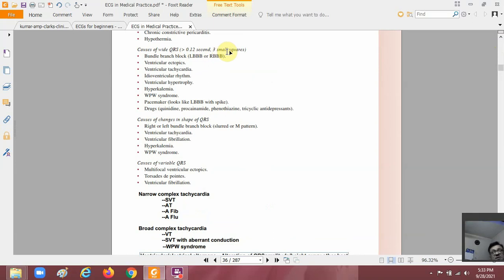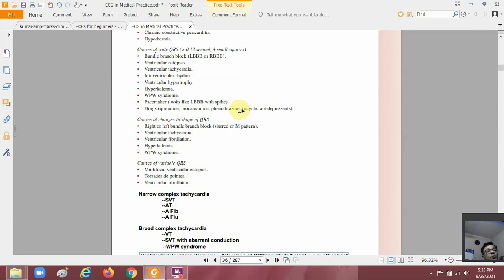The first three causes: VT, SVT with aberrant conduction, and WPW syndrome. Other causes are ventricular ectopic, idioventricular rhythm, ventricular hypertrophy, hyperkalemia, bundle branch block, pacemaker, and drugs. What are the drugs? Quinidine, procainamide, phenothiazine, tricyclic antidepressants.